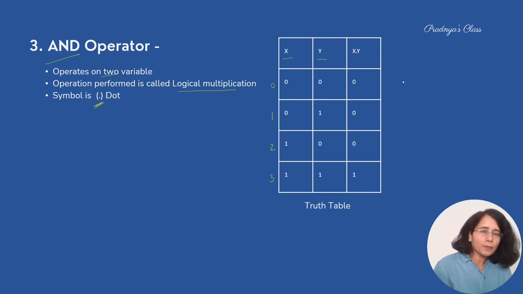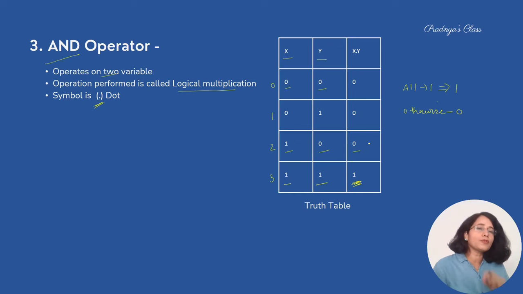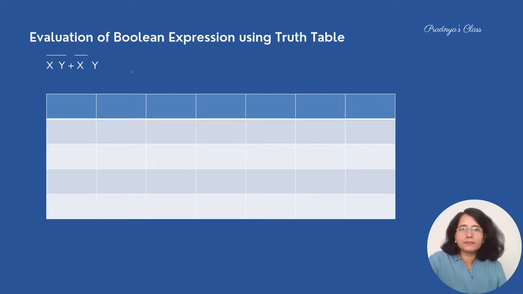In case of the AND operator, if all the inputs are 1, then only the output will be 1, otherwise 0. Here the first input is 0, the second input is also 0, so 0. Here one input is 0, one input is 1, so it will be 0. Here also one input is 1 and one input is 0, so we got 0. Now for the fourth combination, all the inputs are 1, that's why we got the result 1. So keep in mind, in case of the AND operator, if all the inputs are 1, then only the result will be 1, otherwise 0. Hope you have understood the working of different logical operators.